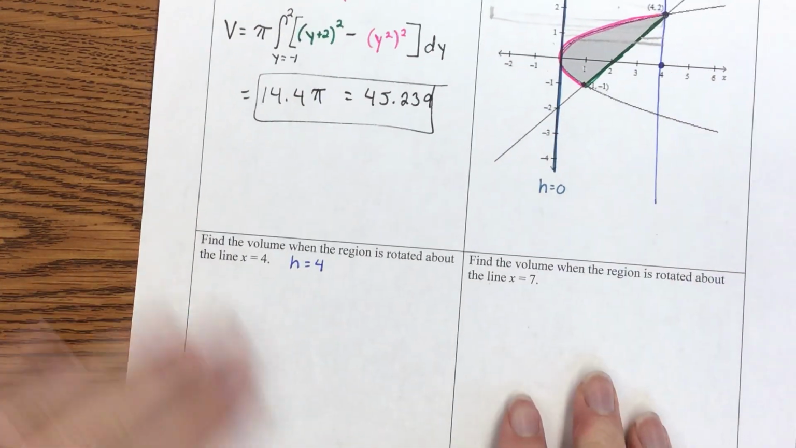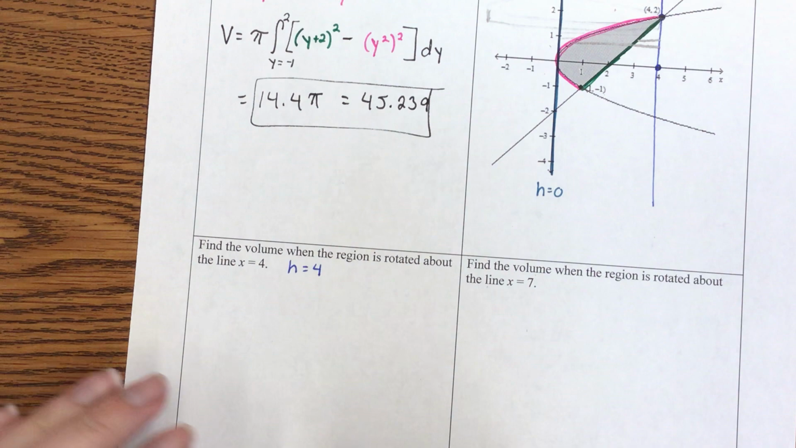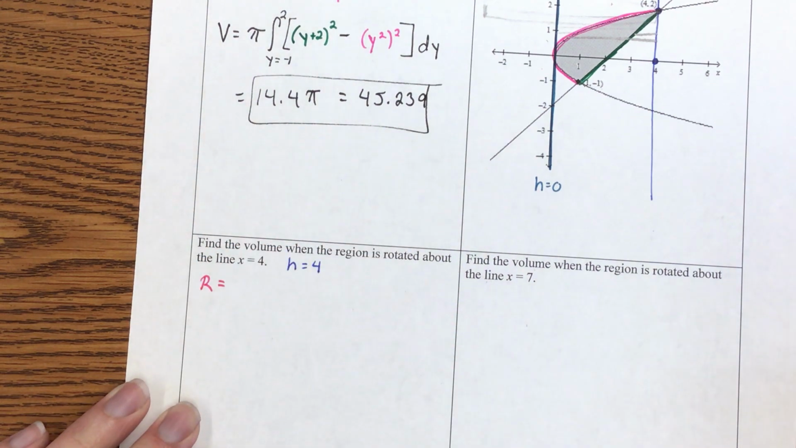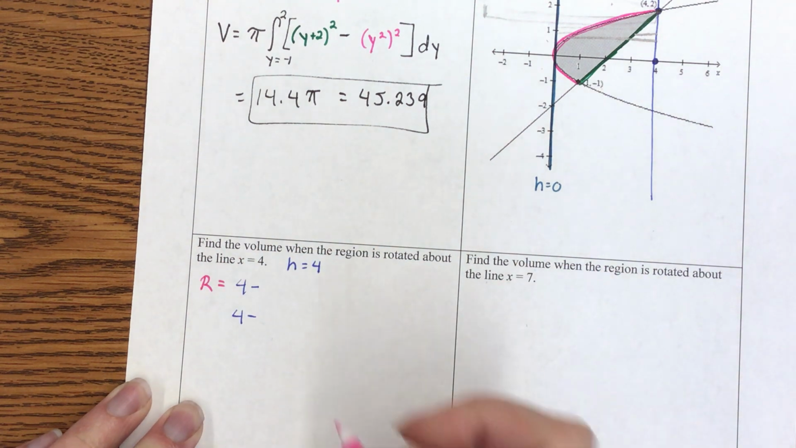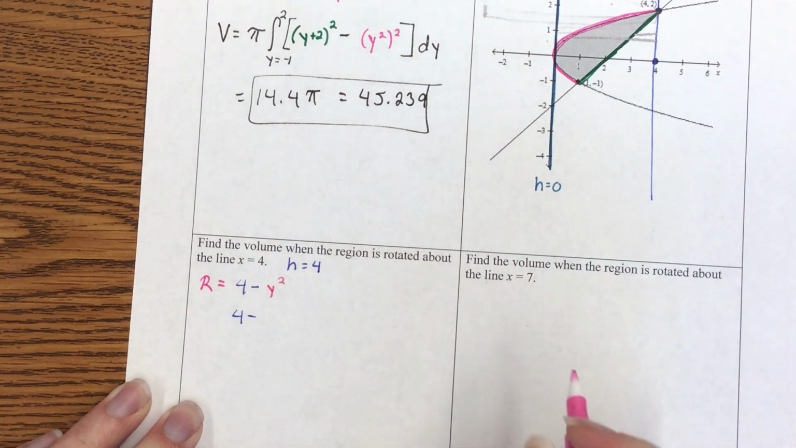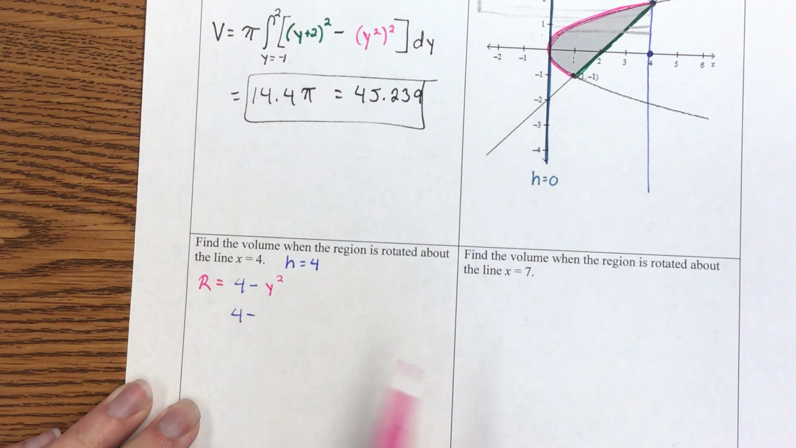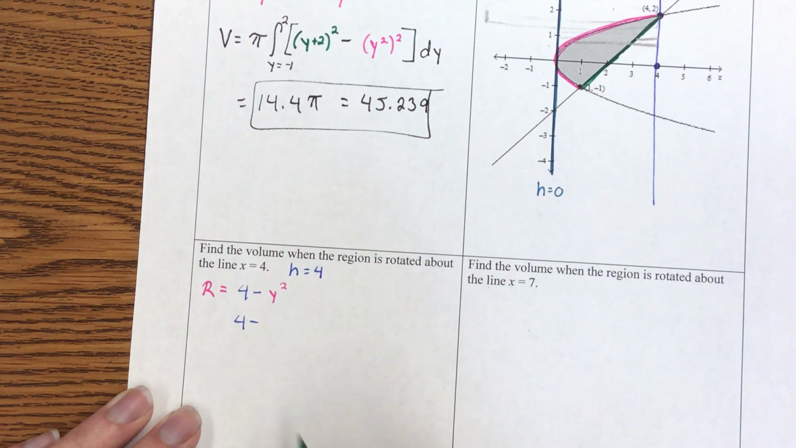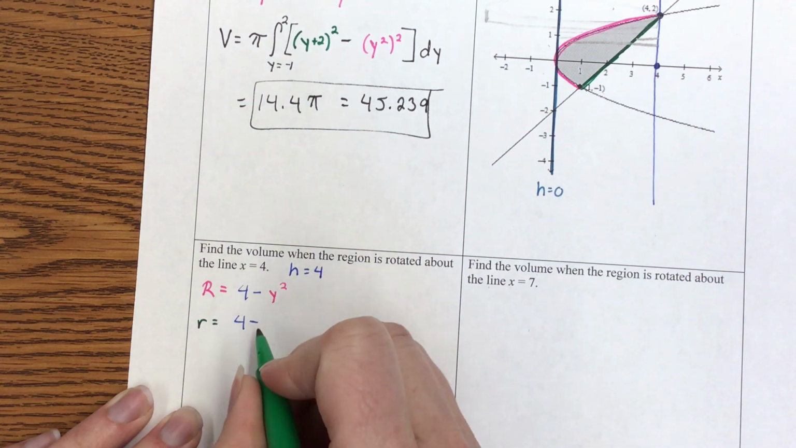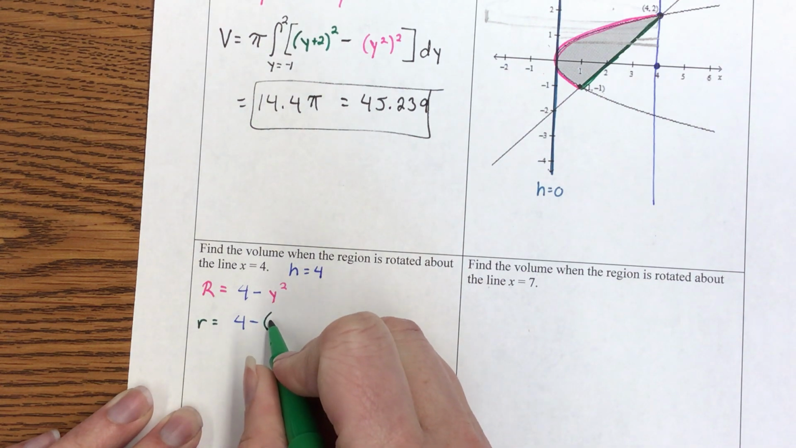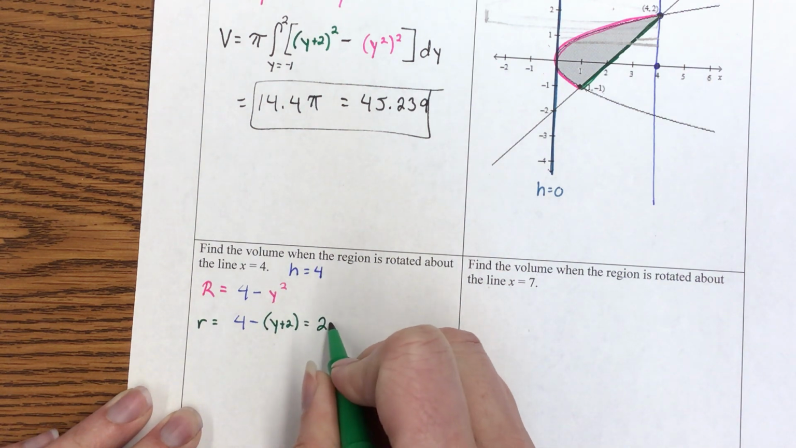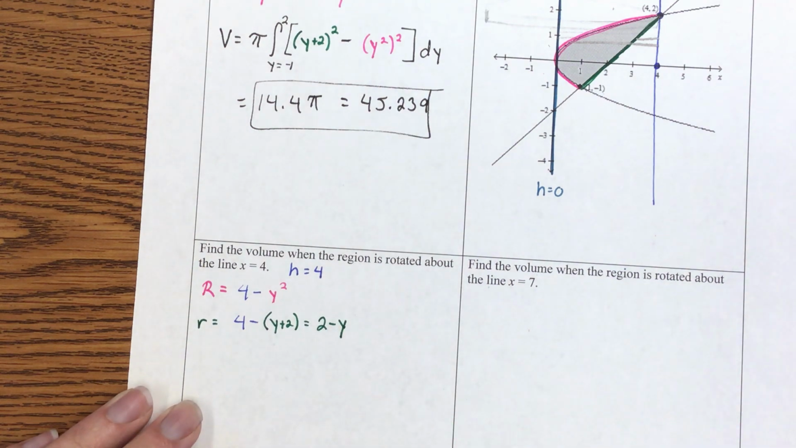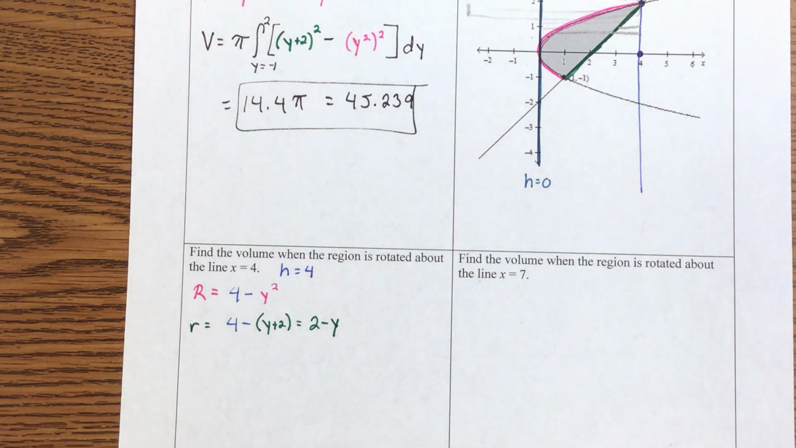So we said pink was the large one, so big R equals 4 minus y squared, because y squared was that pink function. There's no way to simplify that, so I'm just leaving it as is. Little r is 4 minus, and our function there was y plus 2. So this simplifies out to 2 minus y. Awesome. Let's write out our integral.